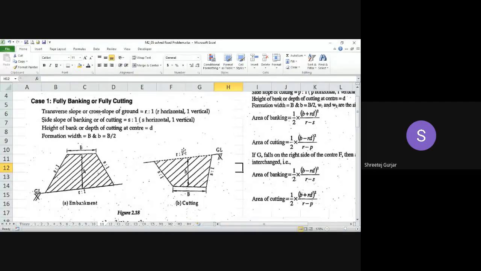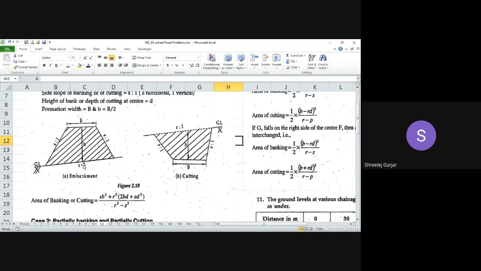And your longitudinal slope normally will be 1 in something, 1 in 100, 1 in 200, 1 in 300, or 1 in 60, 1 in 50, that will be provided. So now we have 3 slopes: longitudinal slope, side slope, and transverse slope. This is our formation width at the top, that is capital B. And one more thing we have to include, that is small b. Small b is nothing but B by 2. This top width is divided into half.